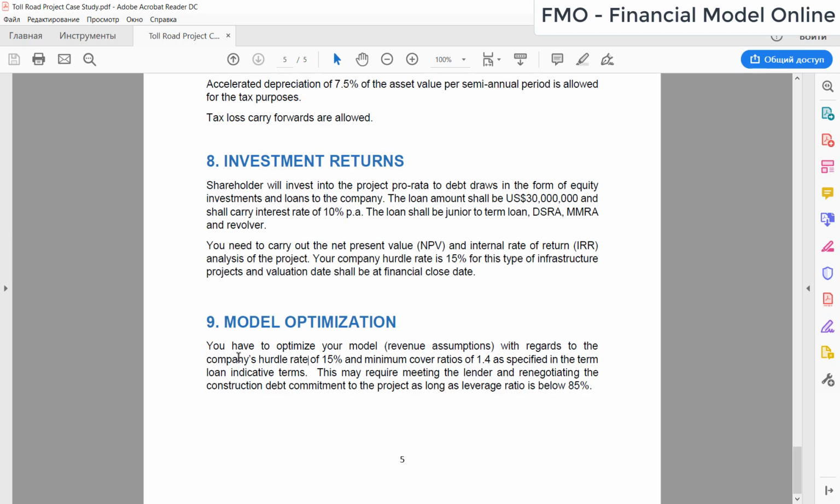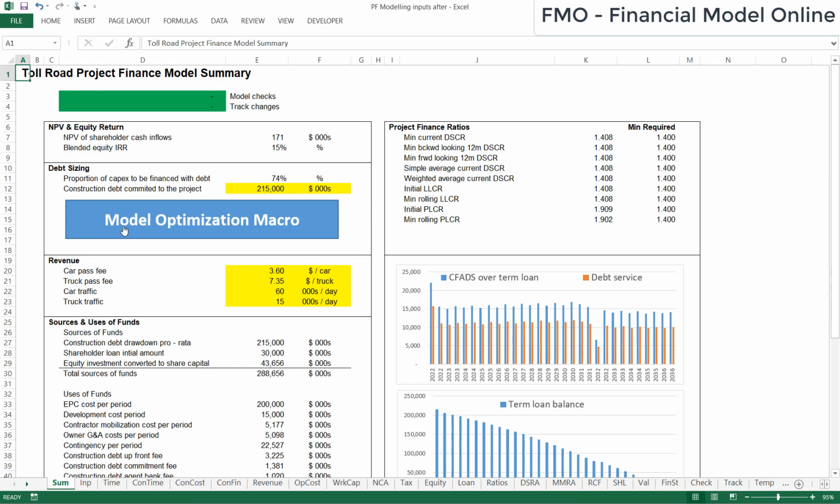And then the model needs to be optimized. So the model needs to generate the IRR of 15%, and the minimum cover ratio has to be 1.4 as specified in the loan indicative terms. As we will be adjusting the toll fees to optimize the model, the debt adjustments may also be required, so we'll have to meet the lender again and renegotiate the construction debt commitment to the project, as the case study says. And we're going to be using a macro to optimize the model, so we're going to be using a simple and transparent VBA coding in the model to really automate this whole optimization process.